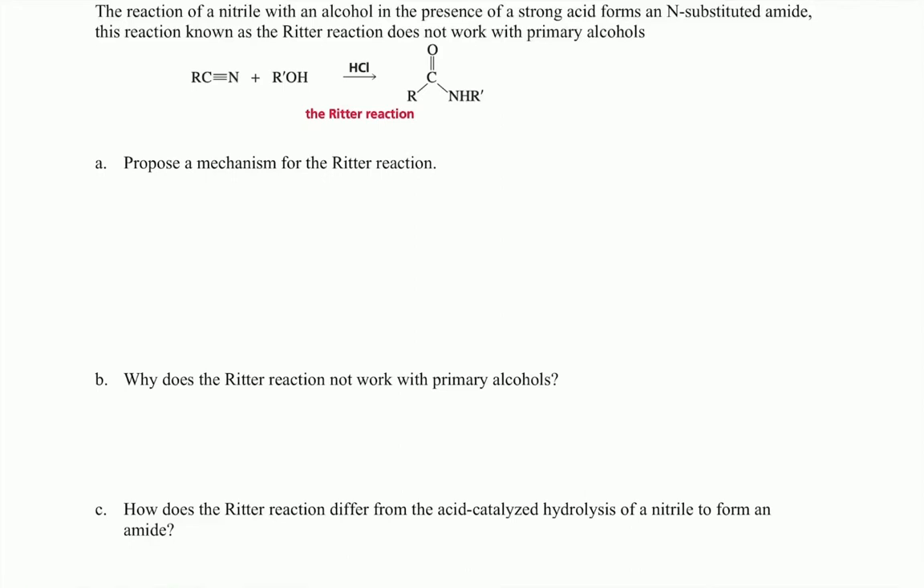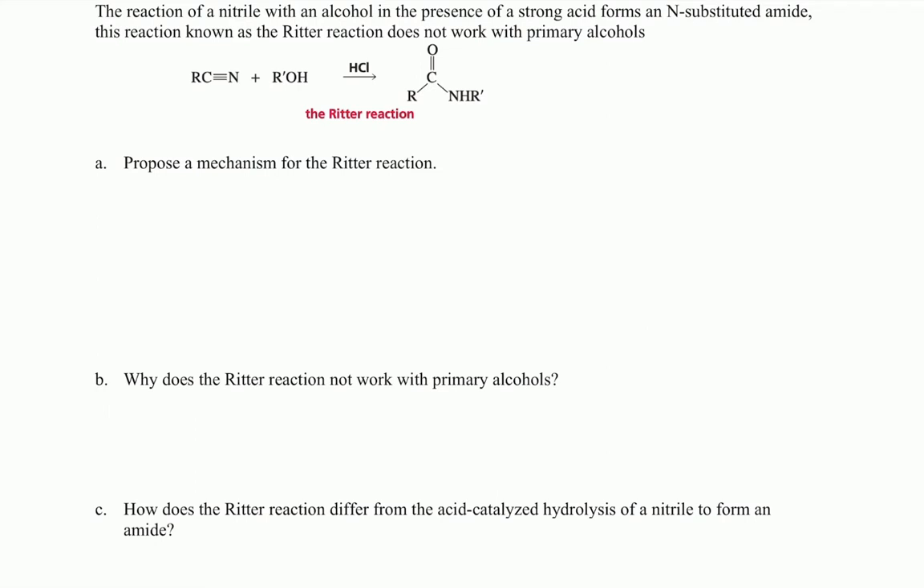The reaction of a nitrile with an alcohol in the presence of a strong acid forms an N-substituted amide. This reaction, known as the Ritter reaction, does not work with primary alcohols. Propose a mechanism for the Ritter reaction. Why does the Ritter reaction not work with primary alcohols? And how does the Ritter reaction differ from the acid-catalyzed hydrolysis of a nitrile to form an amide?